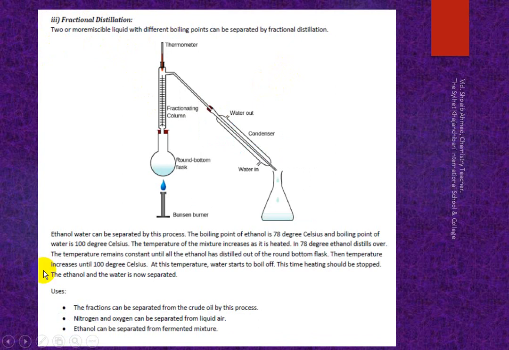So we'll heat here. Ethanol and water can be separated by this process. We know the boiling point of ethanol is 78 degrees and water's boiling point is 100 degrees Celsius. Now if we give heat to this round bottom flask, the thermometer reading is recorded. When we heat at 78 degrees Celsius, which liquid will boil?